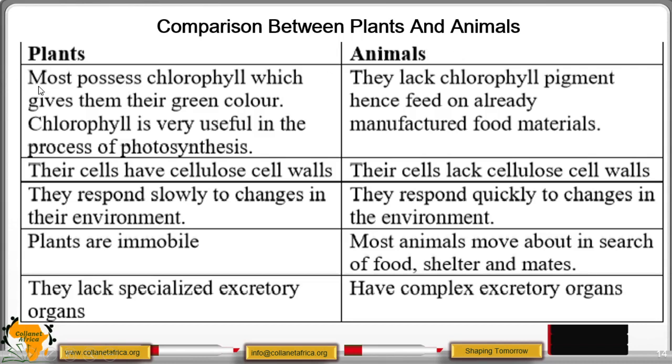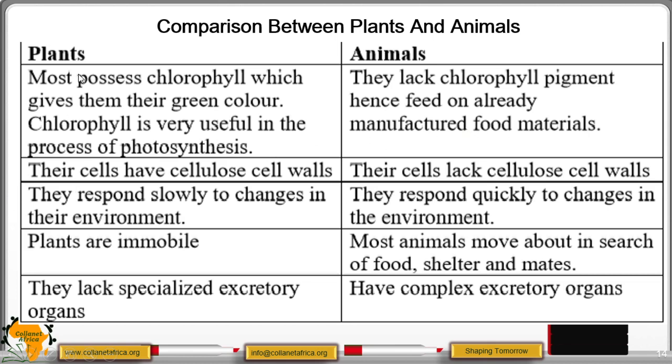First, most plants possess chlorophyll, which gives them their green color. The green pigment in plants is called chlorophyll, and it is very useful in the process of photosynthesis, that is the process of manufacturing food. On the other hand, animals lack chlorophyll pigment, hence they feed on already manufactured food materials. Hence, animals are called heterotrophs.